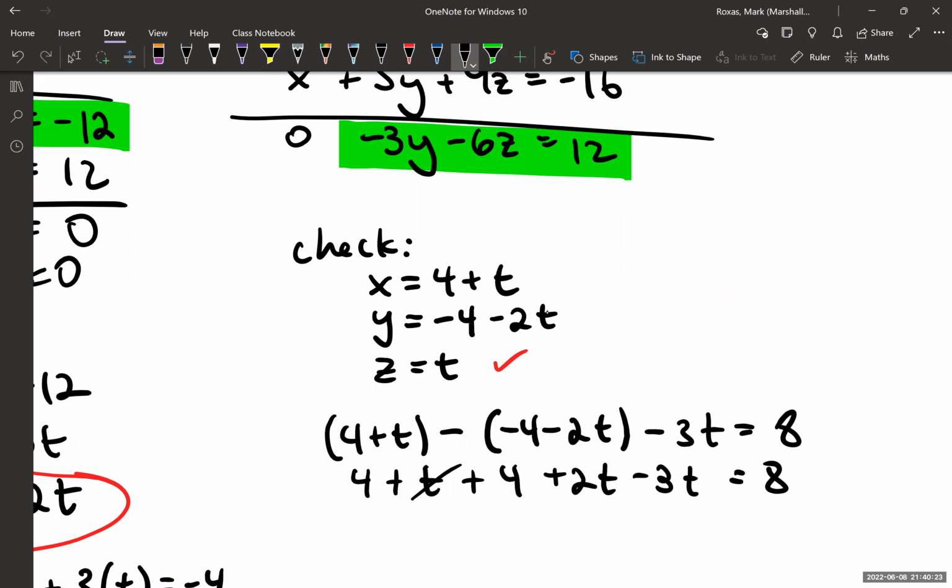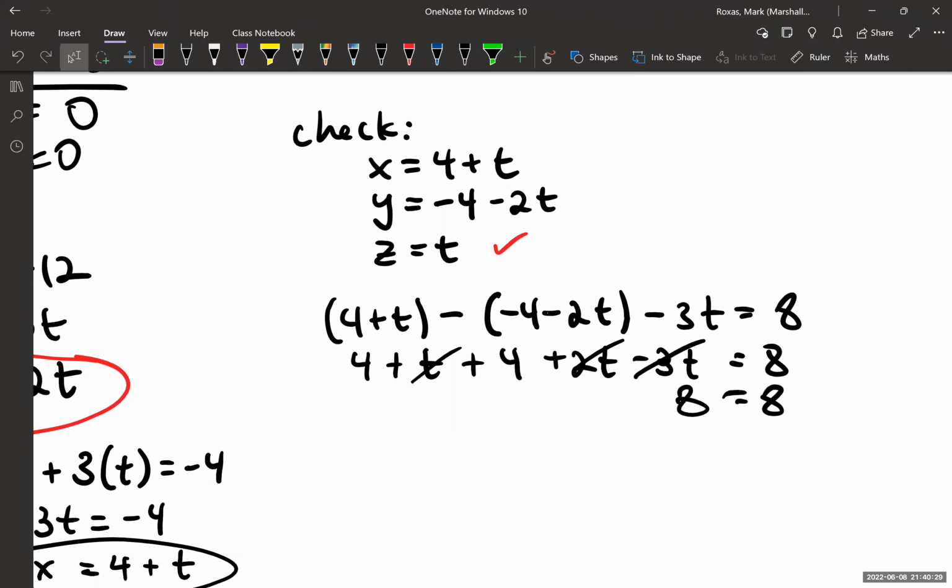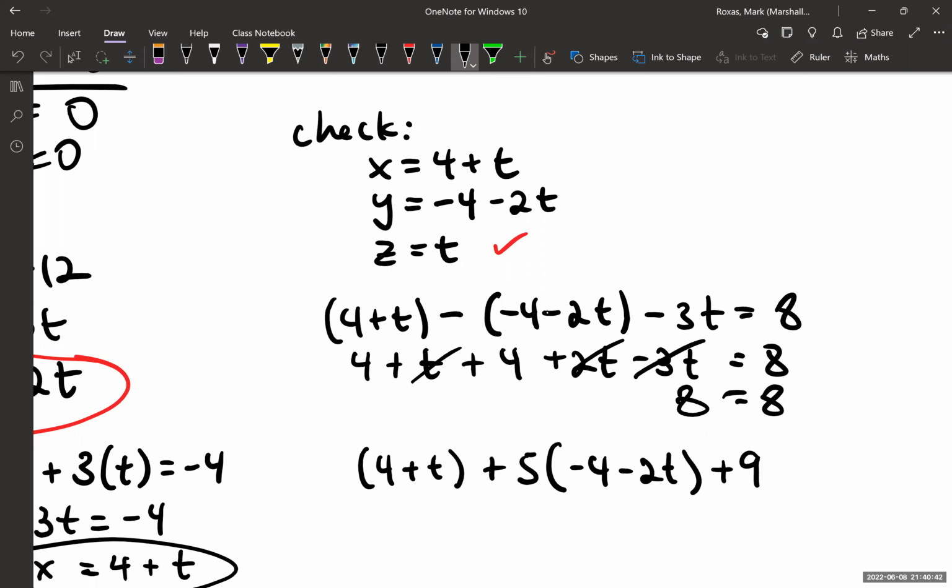So yeah, 3t minus 3t cancel, 4 plus 4 is 8. So 8 equals 8. Very good. And then if I check the third equation, x plus 5y plus 9z: x is 4 plus t, plus 5y, so negative 4 times minus 2t, plus 9z, so 9t equals negative 16 on the right side.